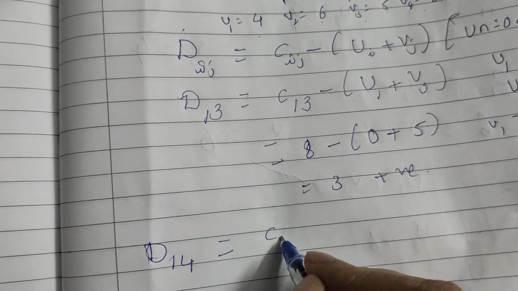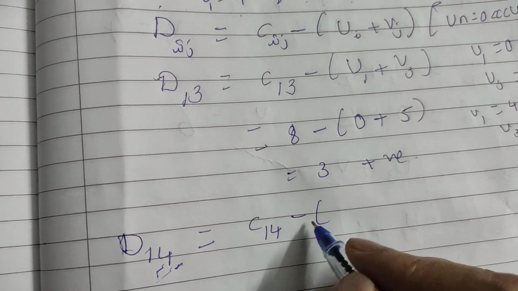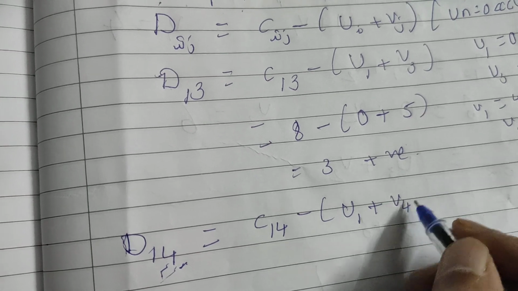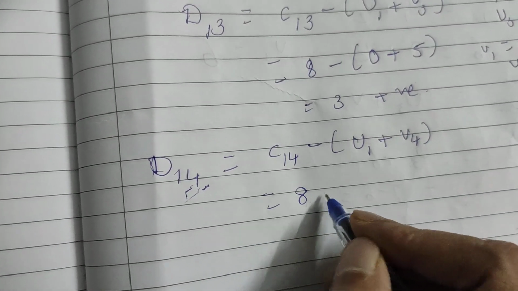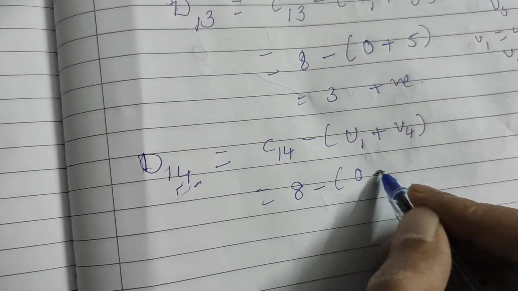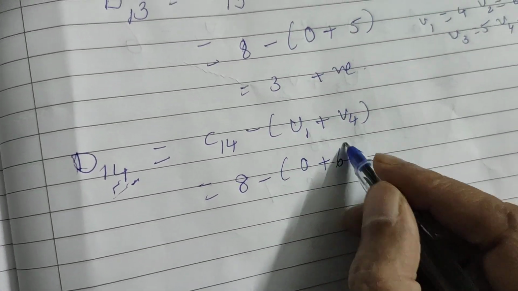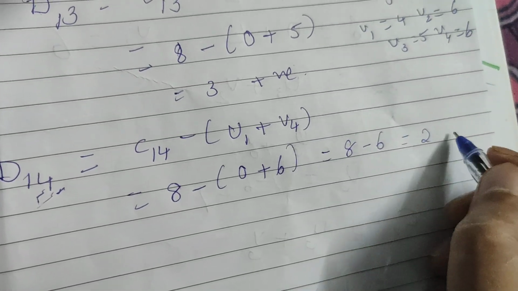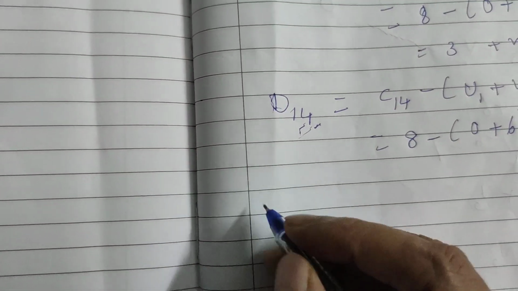D14 means C14 minus (U1 plus V4). First is the row, second is the column. What is the cost of C14? C14 cost is also 8. U1 is equal to 0. What is the V4 value? V4 is equal to 6 here. So 8 minus 6 is equal to 2. Positive value. Next D21.